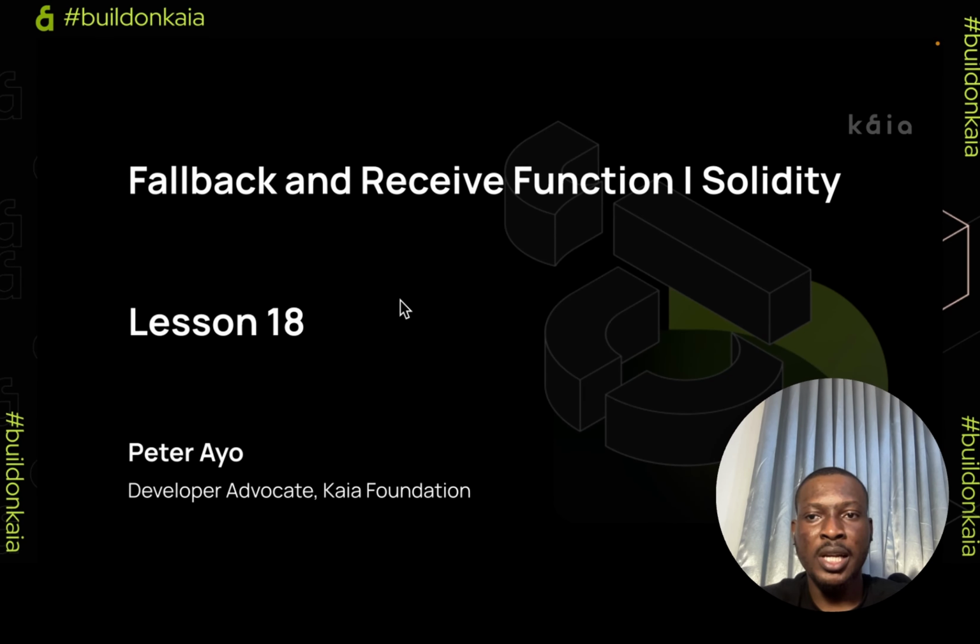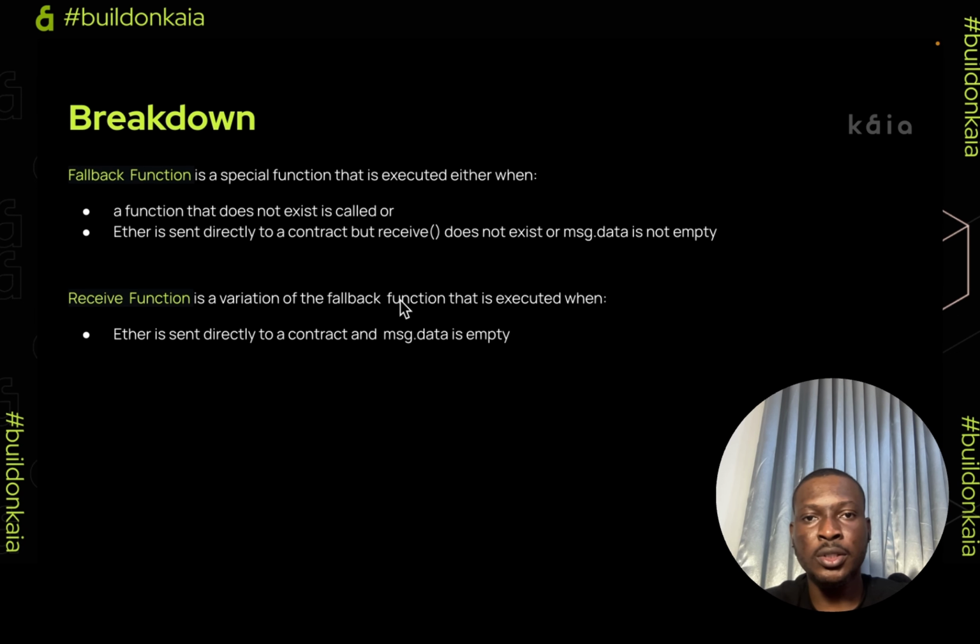Today in this video we'll be looking at fallback and receive function. Alright, so what is a fallback function? A fallback function is a special function that is executed when a function that does not exist in the contract is being called. Also, it is executed or triggered when ether is sent directly to a contract but msg.data is not empty or the receive function does not exist in the contract. So that's pretty much about the fallback function.